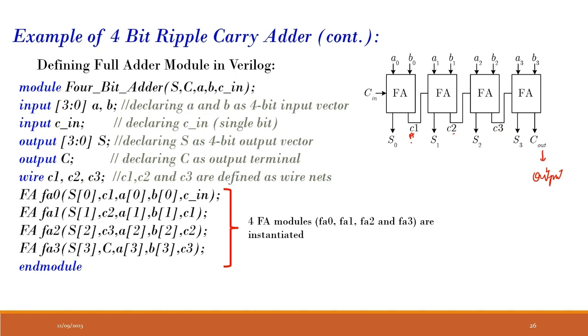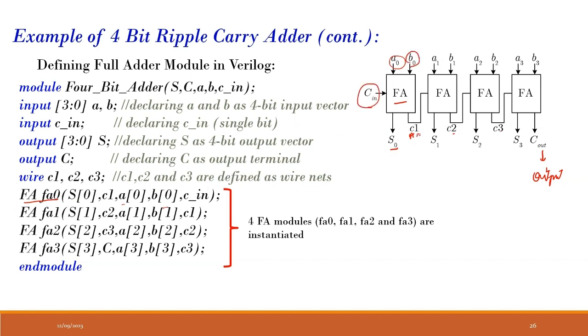So what I am doing is implementing the first full adder. The first full adder is given by this one, FA0. It takes A0, the LSB of A, and B0, and it is taking Cin. It will give output S0 and C1.